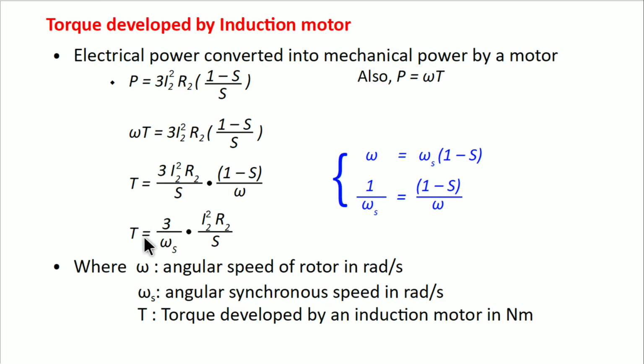So our equation becomes T is equal to 3 divided by omega S, I2 square R2 divided by S, where omega is angular speed in radians per second, omega S is angular synchronous speed in radians per second, and T is the torque developed by an induction motor in Newton meters.